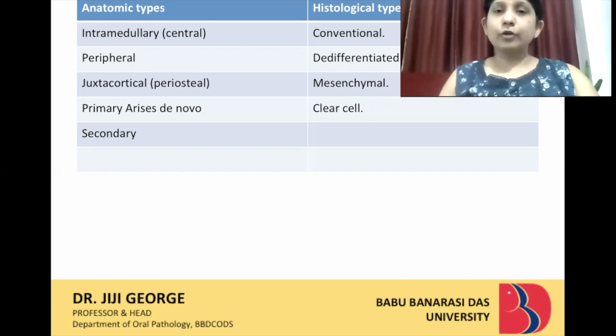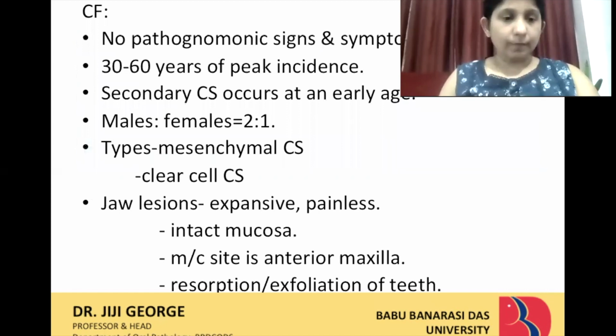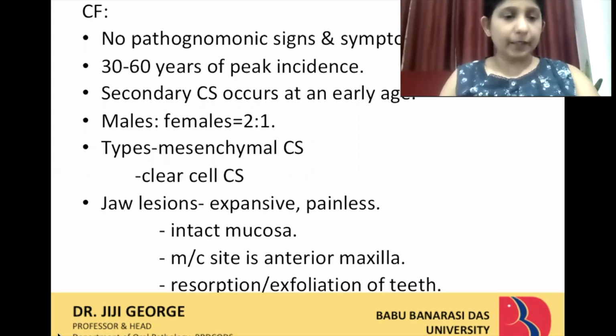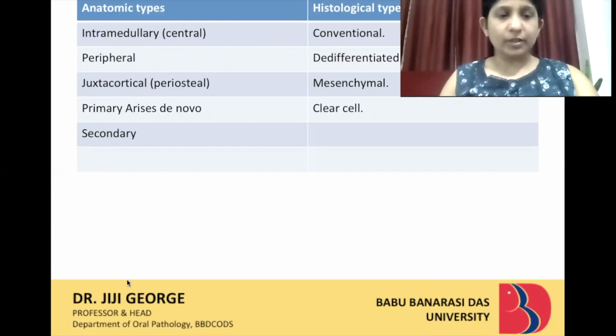Now that was about the anatomical types. Now coming on to the types of chondrosarcoma which are histological. One is conventional, which is usually found, and the other one is dedifferentiated. Then there are mesenchymal and clear cell types.